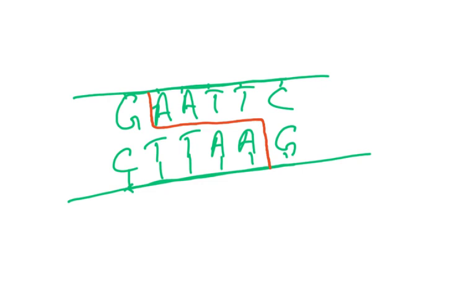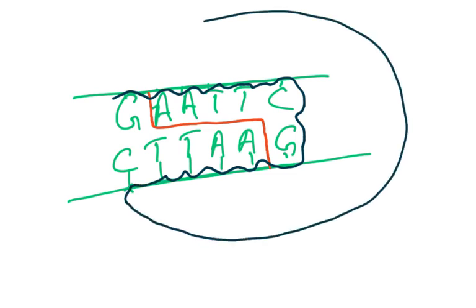GAAT doesn't cut between just G and A, it cuts between GAATTC. So, what sort of an enzyme is going to do that? The enzyme is going to look something like this. It's going to fit in here, it's going to have an active site where all these 6 pairs of DNA fit.